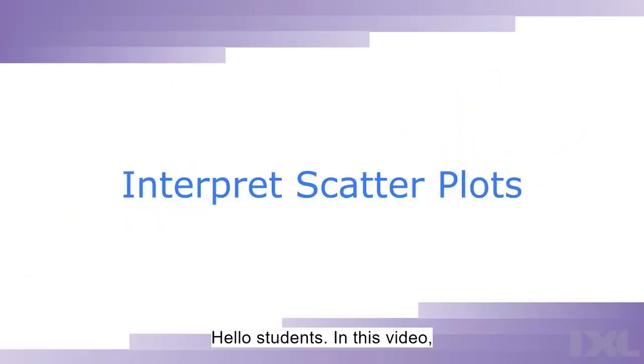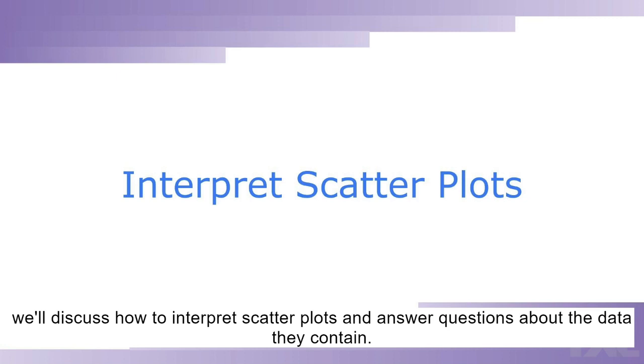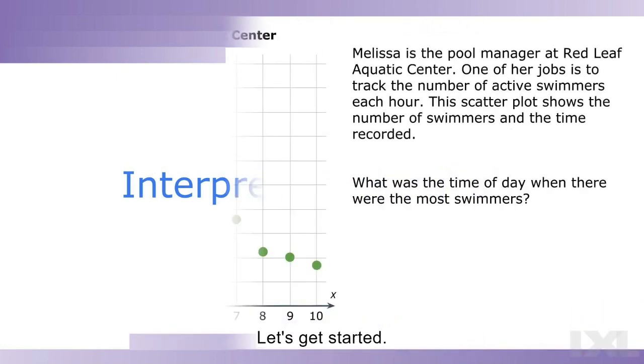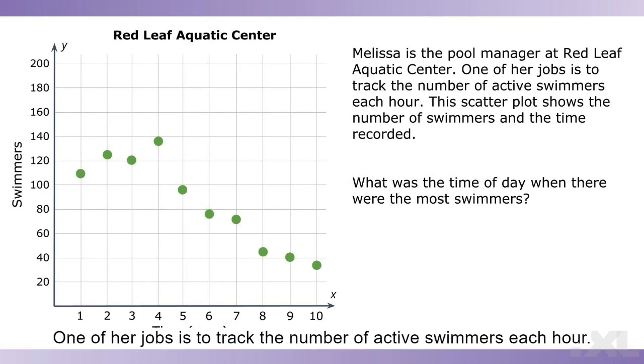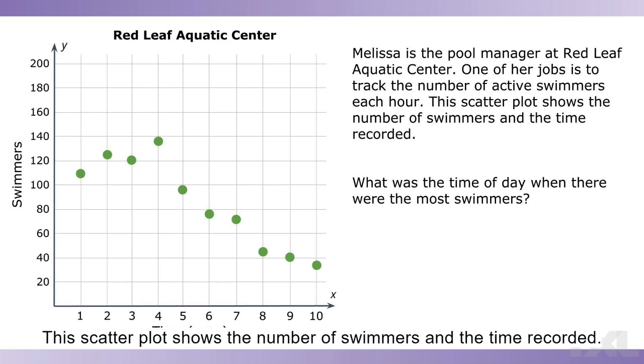Hello students, in this video we'll discuss how to interpret scatter plots and answer questions about the data they contain. Let's get started. Melissa is the pool manager at Red Leaf Aquatic Center. One of her jobs is to track the number of active swimmers each hour. This scatter plot shows the number of swimmers and the time recorded.